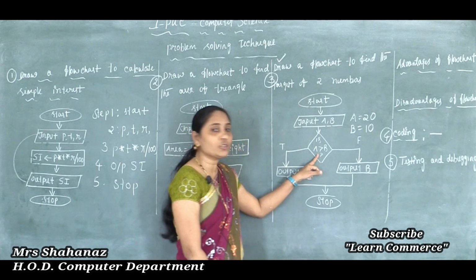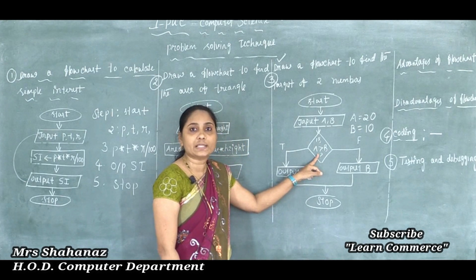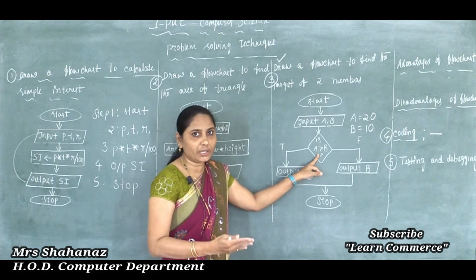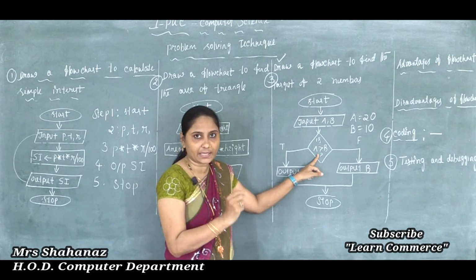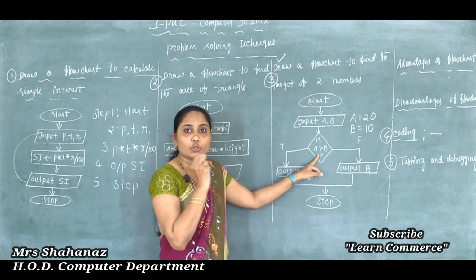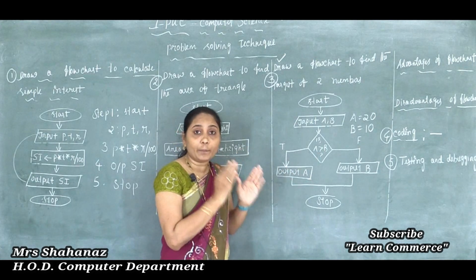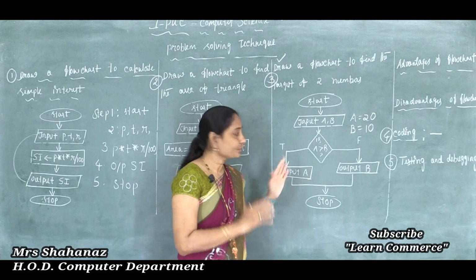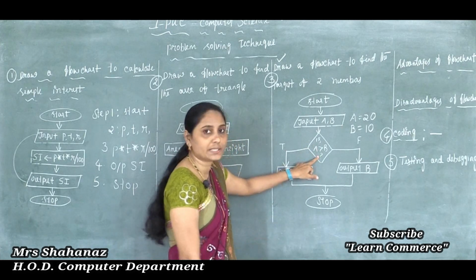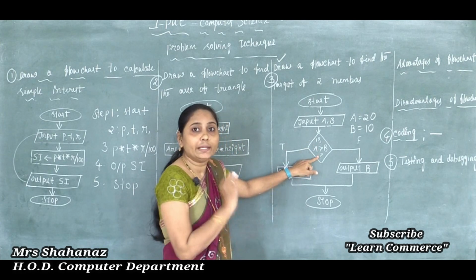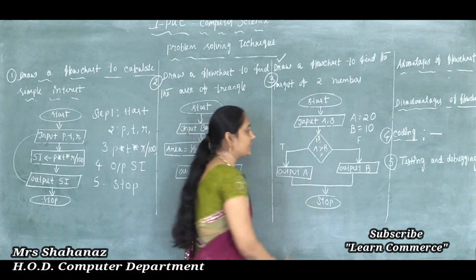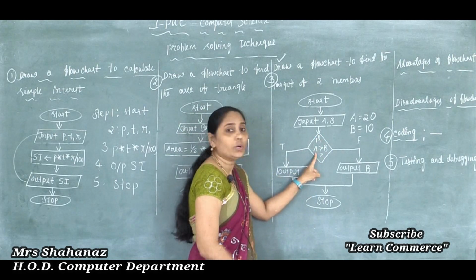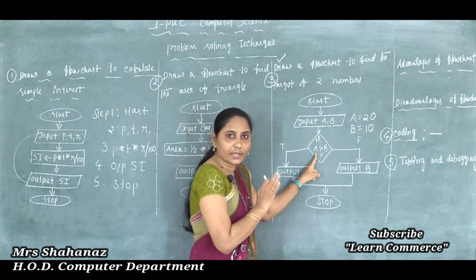So I want to take a decision. That means the decision is which number is the greatest. Just to know which number is the greatest number, I am using this symbol. The symbol name is the decision symbol, and I am taking the condition as: is A value greater than B here? Clear this point here?